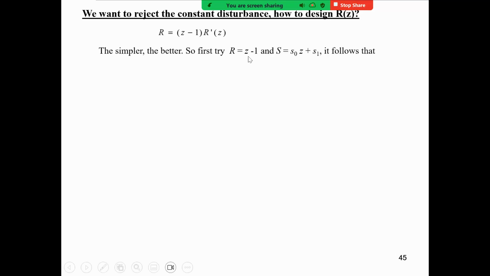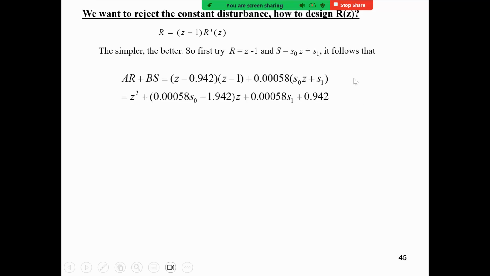The simpler the better. For this one, it works. Let's try the simple one. So we say Z is a first order controller, then R must be just Z minus 1, then this is S0 Z plus S1. Then we just put it in and see whether it works. So this is A, this is R, this is B, this is S. Put it in. It turns out it's a second order polynomial, and we have two coefficients and two design parameters. We can match.